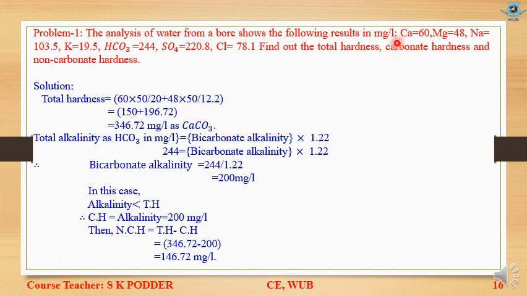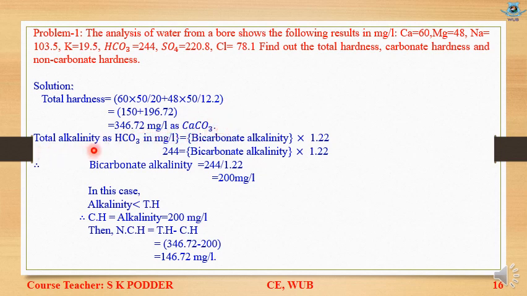So here only calcium and magnesium count for total hardness, because we have already mentioned that hardness comes from calcium, magnesium, strontium, etc. There is no strontium ion here. So for the hardness calculation only calcium and magnesium come in. So it is 346.72 milligram per liter as calcium carbonate.